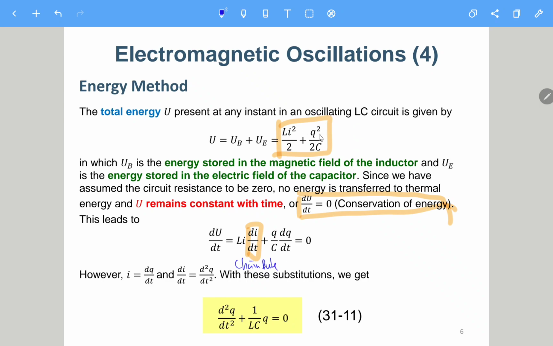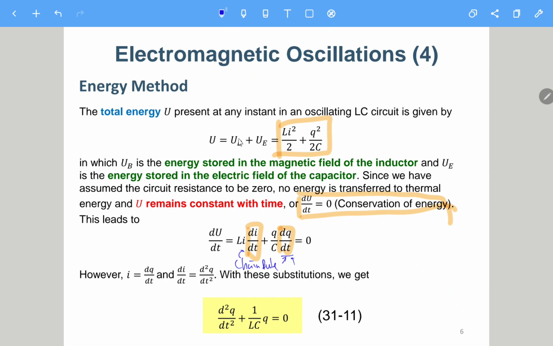And then for the second one, Q squared over 2C, C is a constant, so we just put it there and take the derivative of Q squared, which will be 2Q. The 2 and 1/2 cancel each other, so we only have Q here. Similarly, this is also due to the chain rule. And equal to 0 is actually this one. So we have a differential equation.